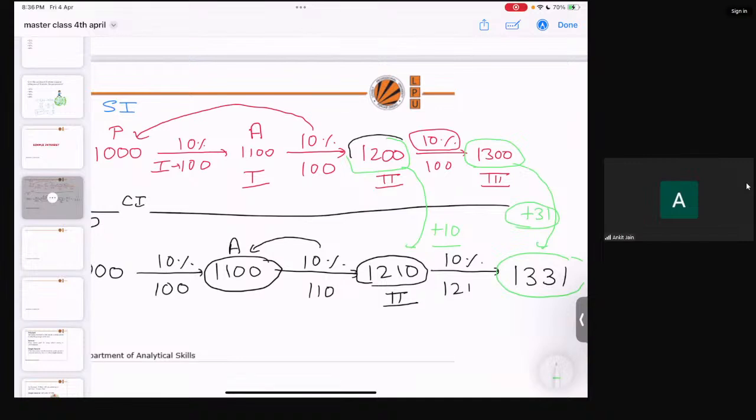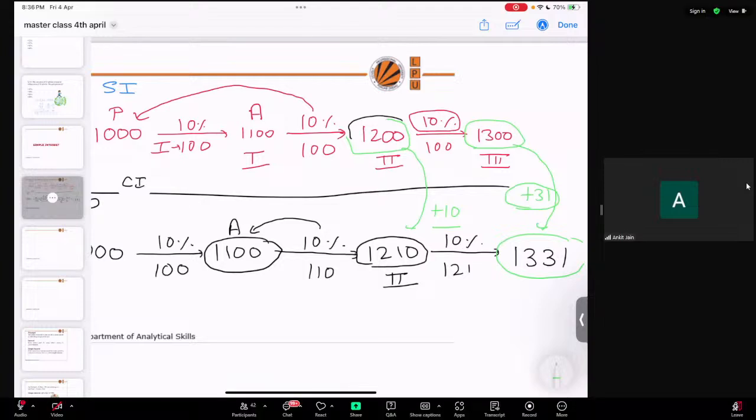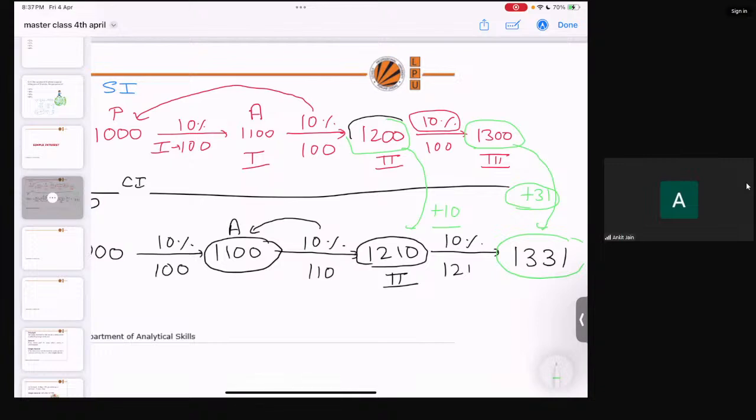So you can see the compound interest is more beneficial than simple interest, because in case of compound interest, the principal changes. The principal increases after every year, but in case of SI, the principal remains the same. Or we can say that in case of simple interest, the interest remains the same every year. For example, 100. Now you can see here 100, 110, 121. The interest changes. So this is the basic difference between SI and CI.